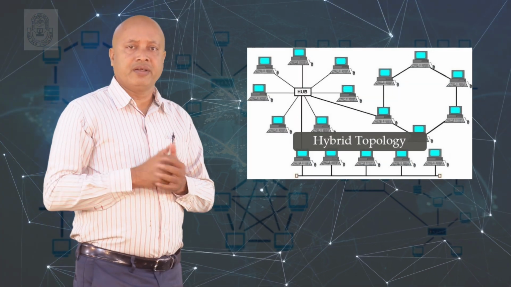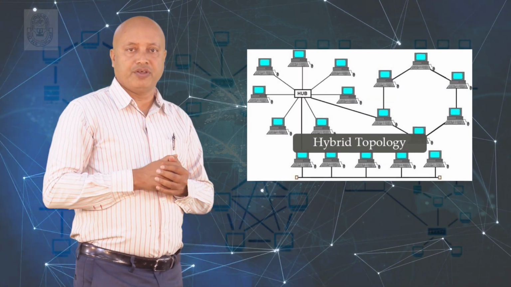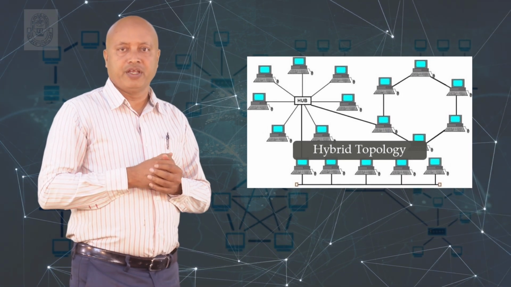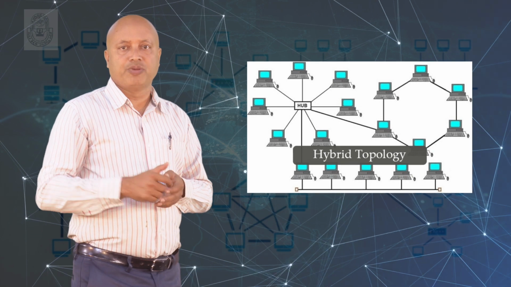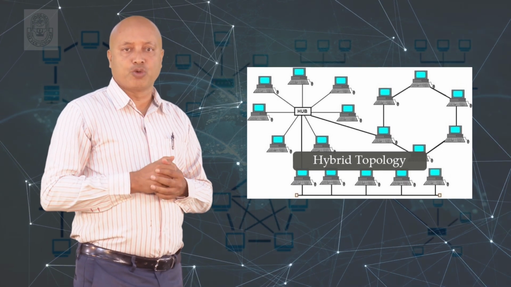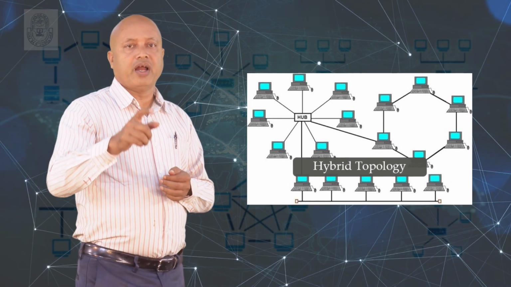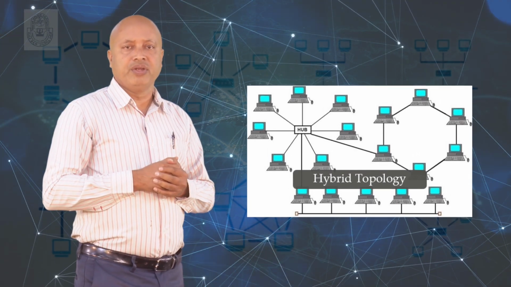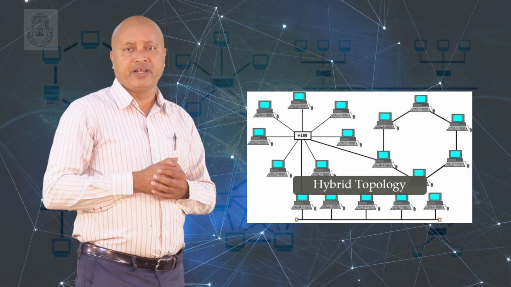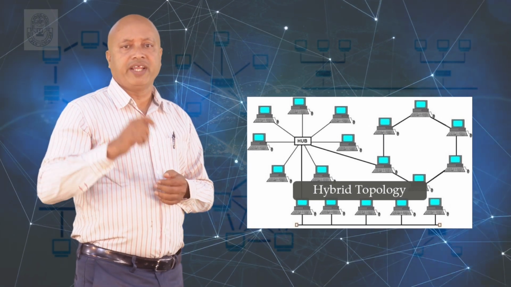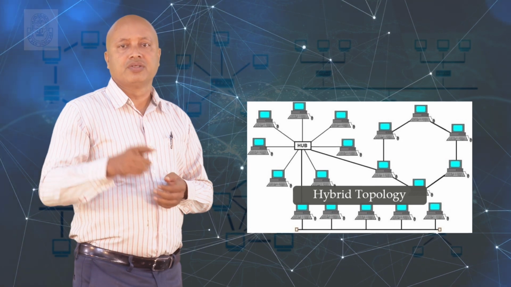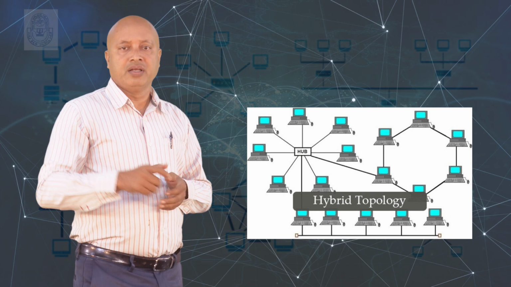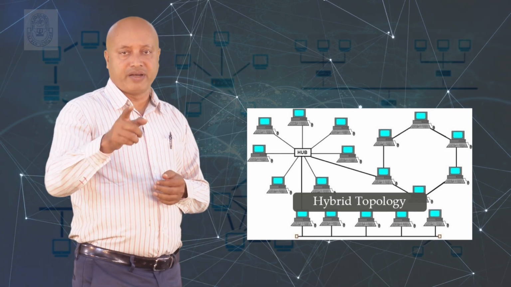Star wired ring or hybrid topology. A star wired ring topology may appear to be the same as a star topology. Internally, the multi-station access unit of a star wired ring contains wiring that allows information to pass from one device to another in a circle or ring.